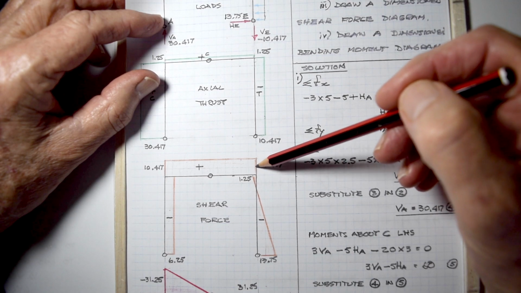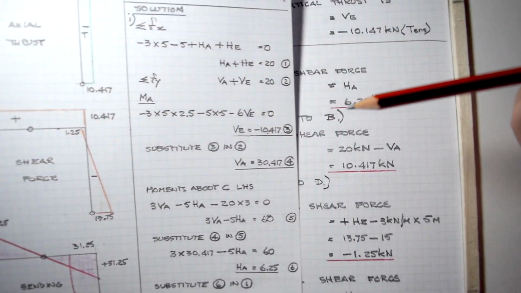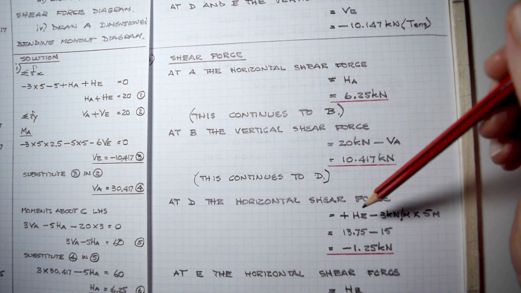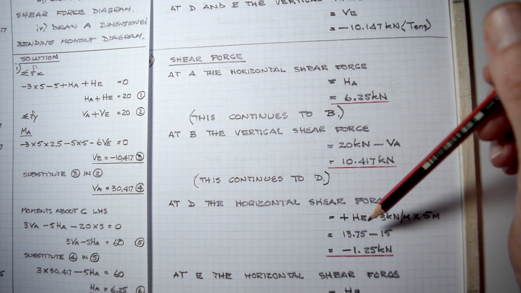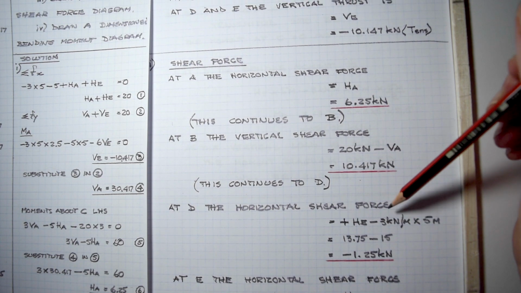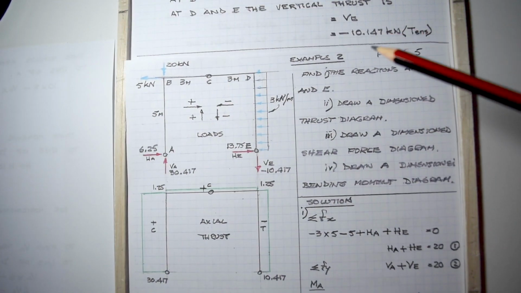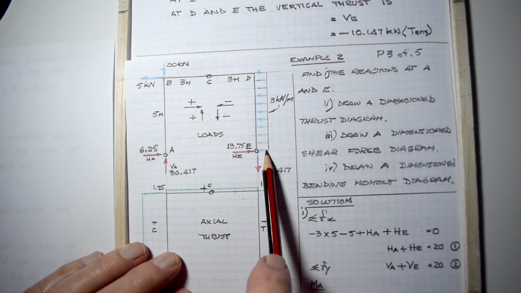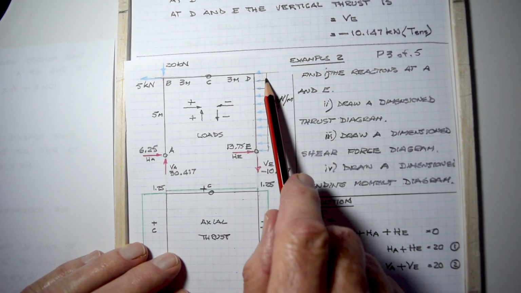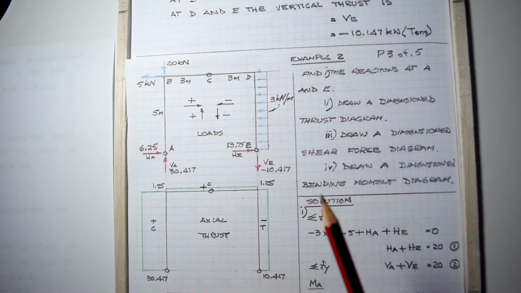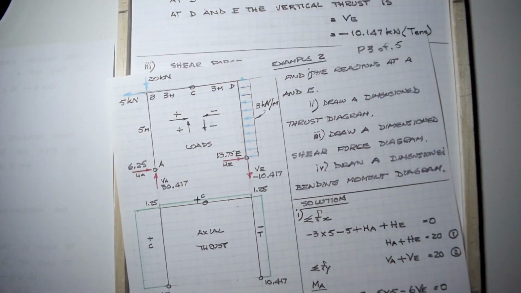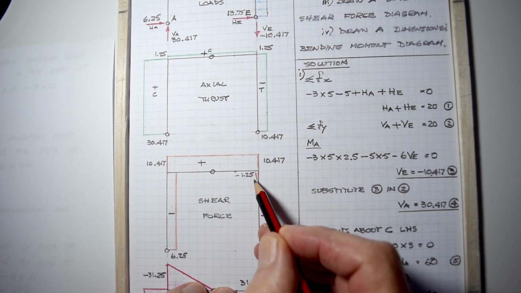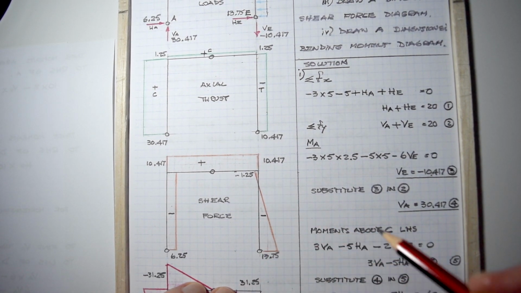It's still 10.417 there. And if we now look at the right hand at D, the horizontal shear force is plus HE minus the load. You've got plus HE, and minus 3 times 5 is 15. Okay, so you've got minus 1.25 kilonewtons there. Minus 1.25 kilonewtons is your shear force there.